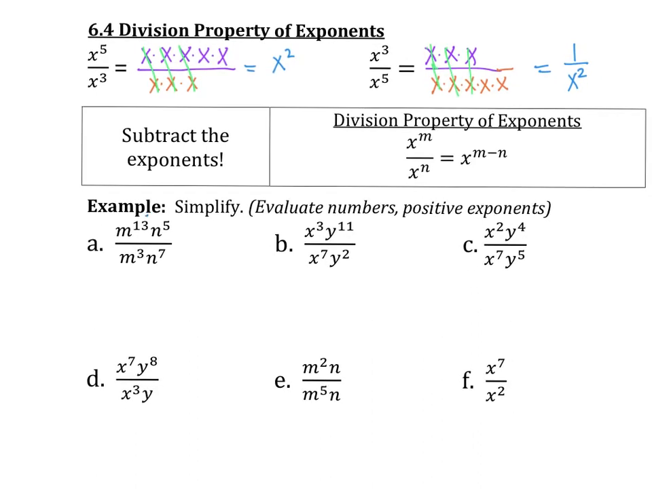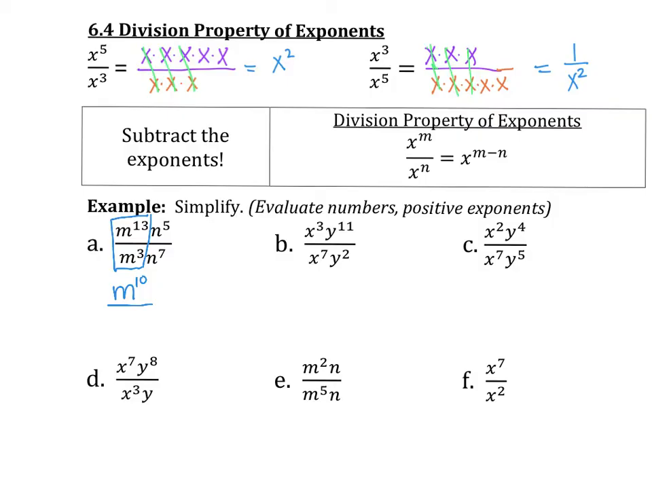Okay, example A, I'm going to look at one base at a time. I see that I have m to the 13th over m to the third. First, where do I have a higher exponent on the m? The higher exponent's at the top, so I'm going to keep the m at the top. If I do 13 minus 3, I end up with 10. And why did I subtract? Because 3 of them are going to cancel, and I'm left with 10.